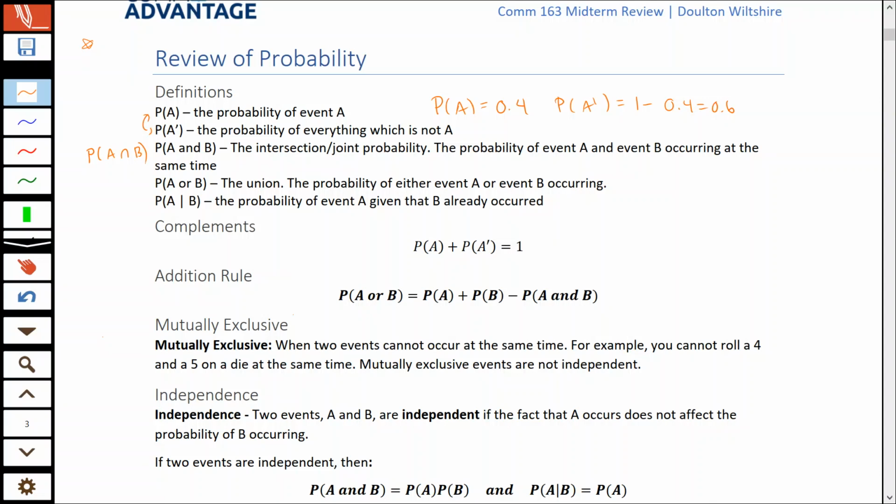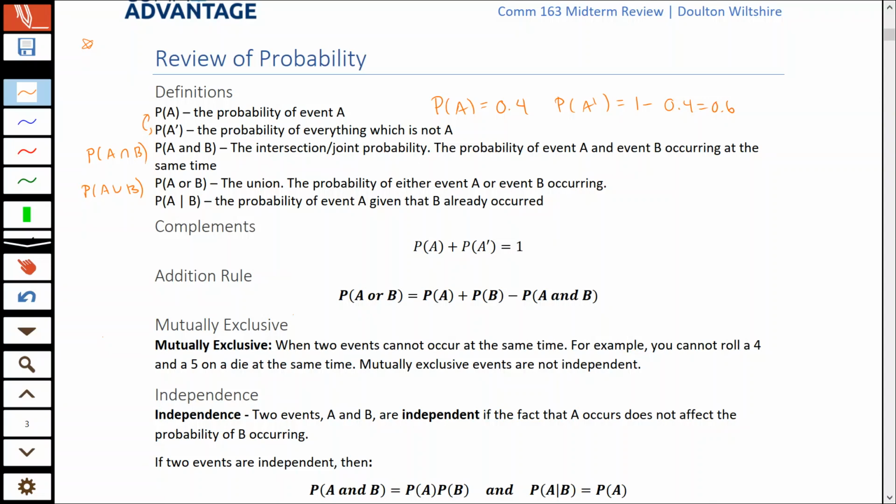The probability of A or B, this is our union sign, our U. This is the probability of either event A or event B occurring. So somebody who eats a peanut butter jelly sandwich might also go for a run, but someone who just goes for a run, just has a peanut butter jelly sandwich, or does both would be part of this.